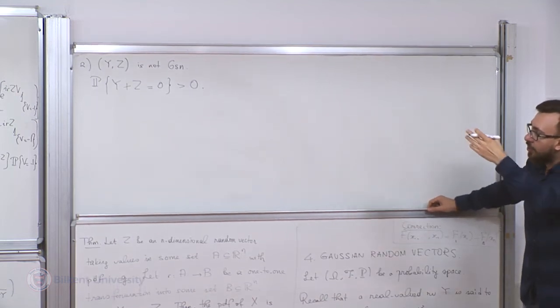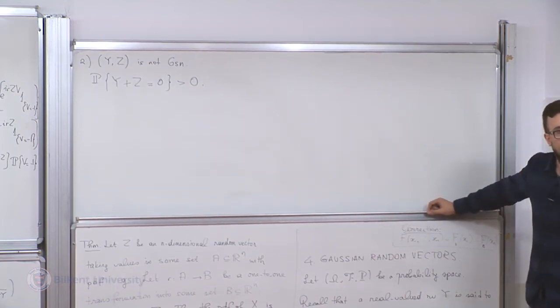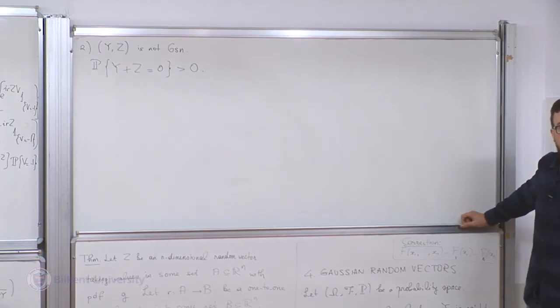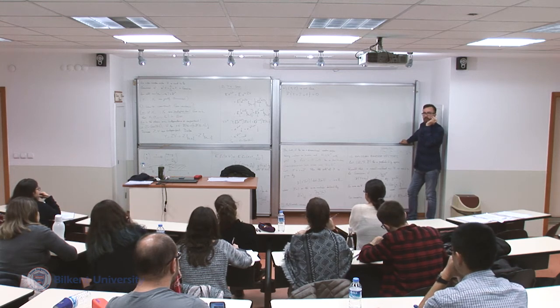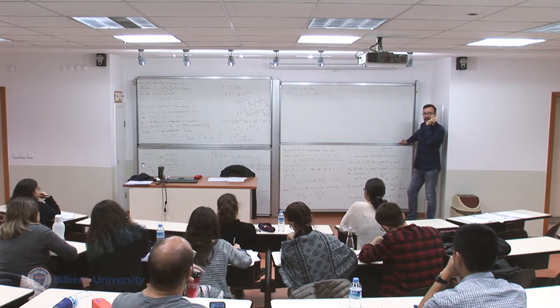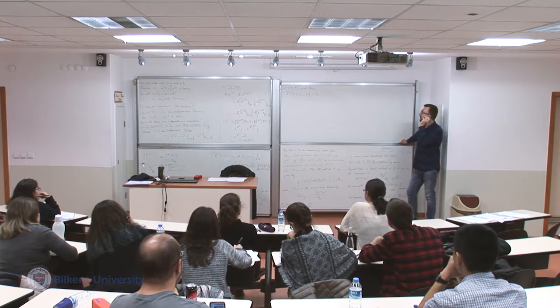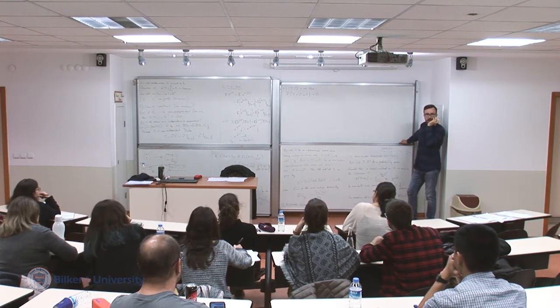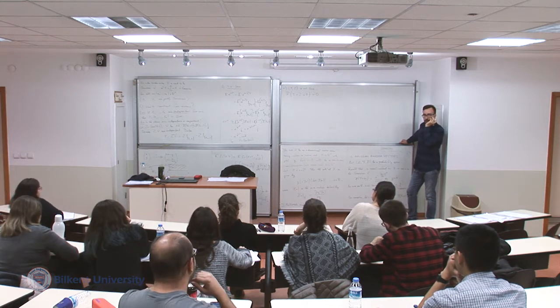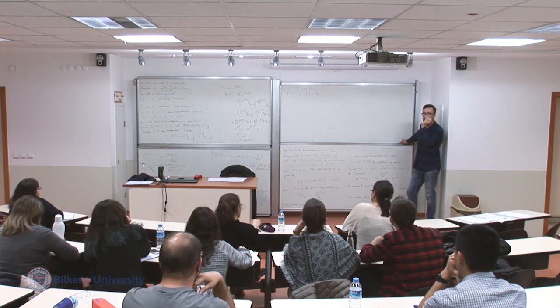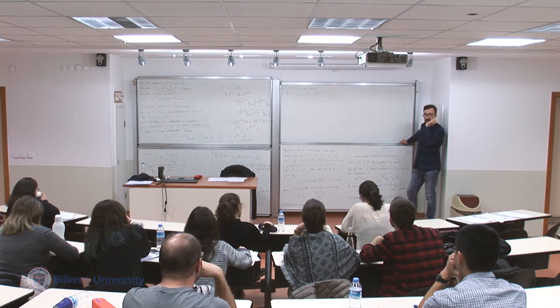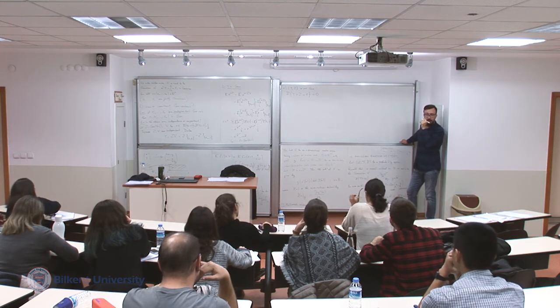Would it be possible that this is a Gaussian random variable, Y plus Z? So I have a random variable Y plus Z. It has strictly positive probability of being 0. Can this be a Gaussian random variable? Why not? So this means the distribution has an atom, so some discrete structure, right, which cannot happen in the continuous case.